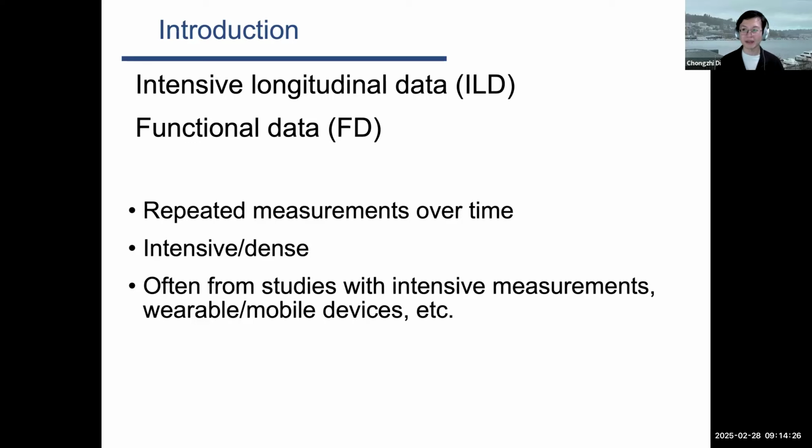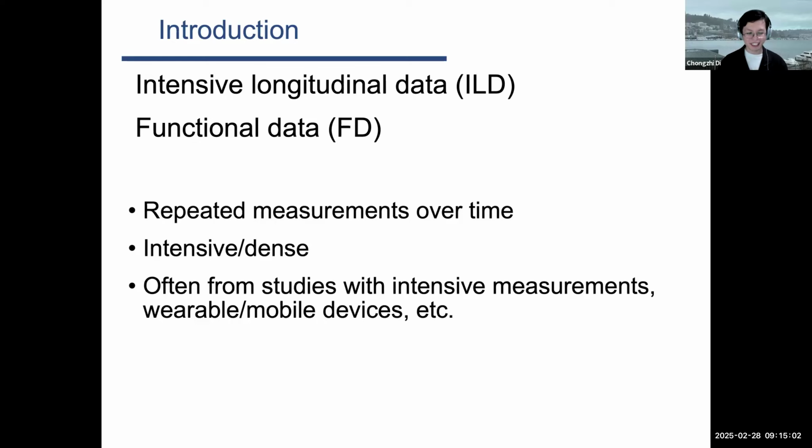But if you have something more than that, you can typically call it intensive longitudinal data. And functional data is a term that's probably used more among statisticians. This term basically means your basic unit of the data is not one number, not a vector, but an entire curve. It could be an entire image, or a general function. So more rigorously speaking, functional data is more general terminology.